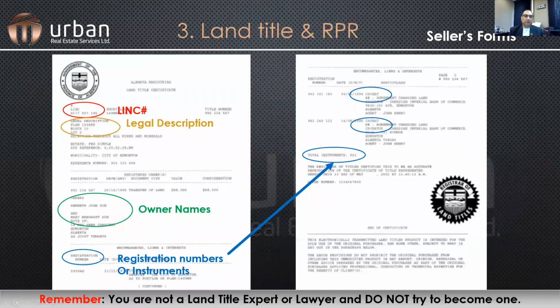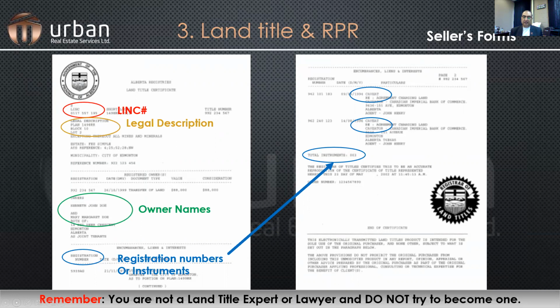Land title. First of all, you should be aware of land title. What is a land title? In Alberta, a land title is a certificate issued by the registries, the Alberta Land Title Ministries, and it has certain information on it related to the land, the mines and minerals, the ownership, and whoever has any interest in that particular property. So all those things are combined together on a land title.